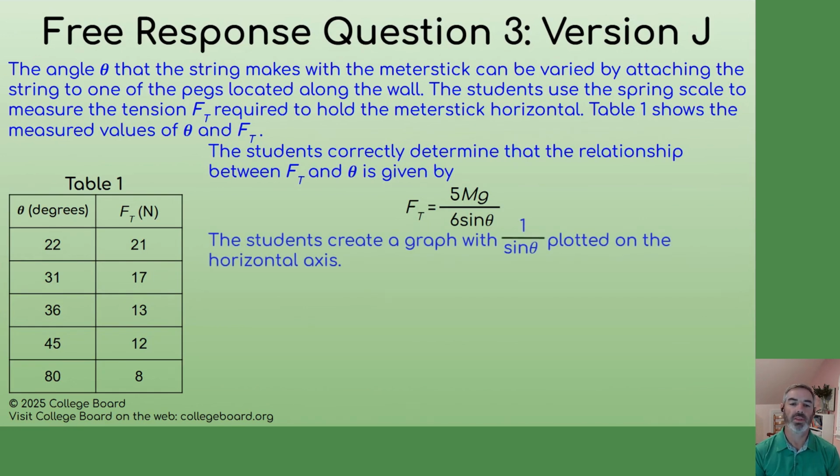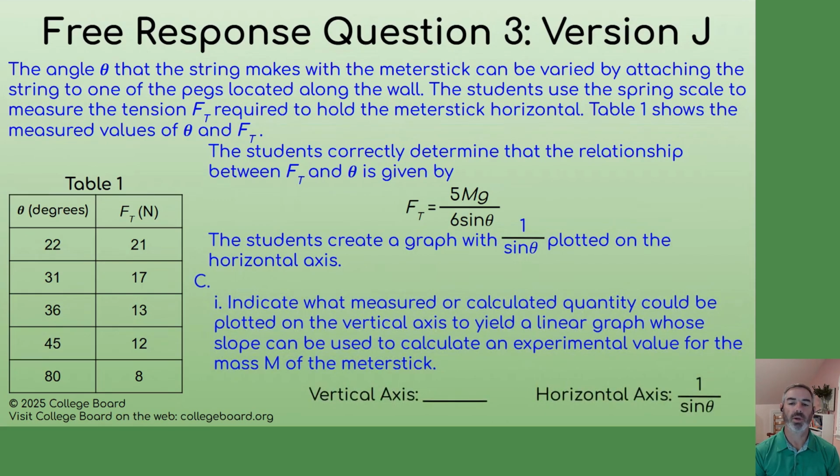The students then are going to create a graph with 1 over sine theta plotted on the horizontal axis, and we're asked to indicate what value can be measured on the vertical axis so that we can experimentally find the value of the mass of the meter stick. So I'm going to show you two different ways to do this.